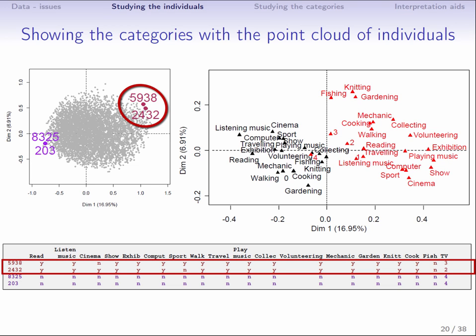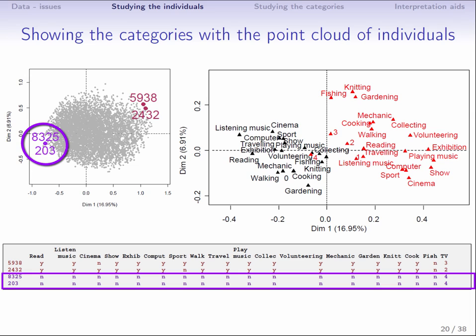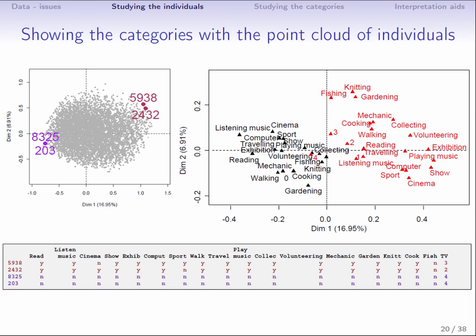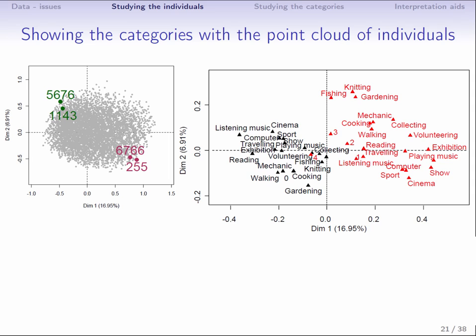5938 and 2432 participate in nearly all the activities, whereas 8325 and 203 don't do any, unless you count watching a lot of TV as an activity. This contrast, defined by the diagonal, thus clearly represents how active people are and separates the active ones from the less active. Now that we have interpreted the first diagonal, let's look at the other diagonal and try to understand what it means.